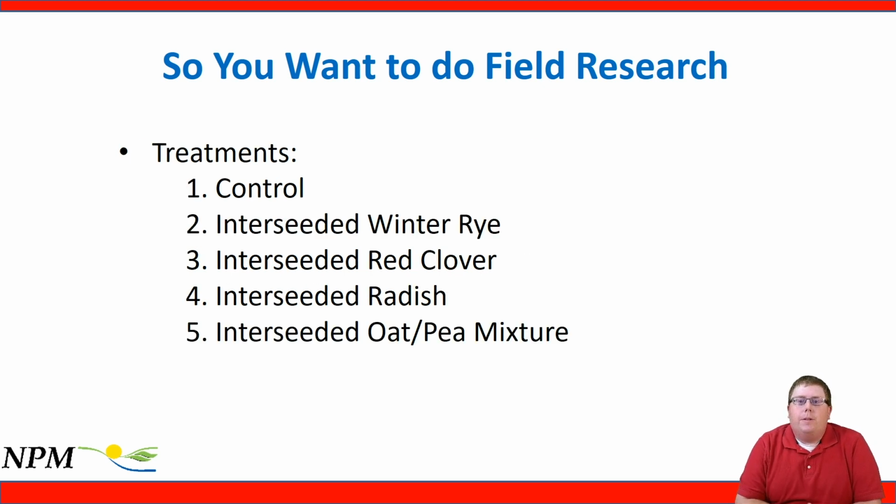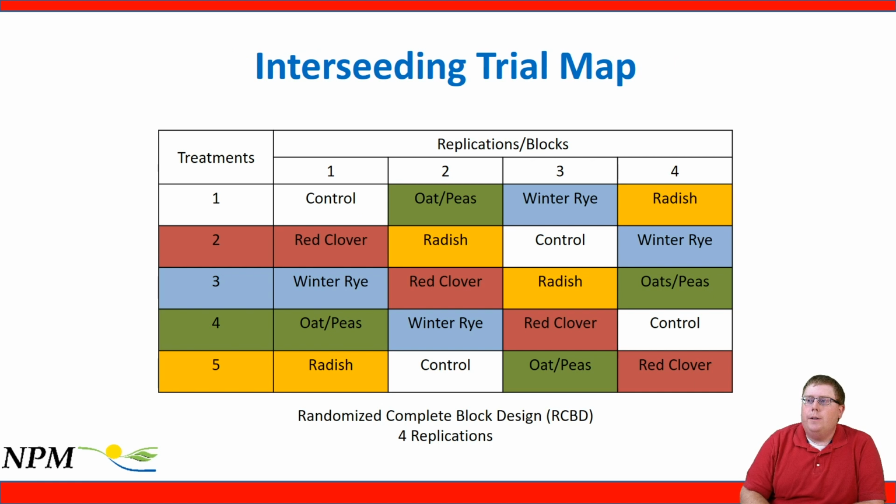I have a few treatments in my study. So I have a control treatment, so there's going to be just typical cropping practices done and no cover crops interseeded in this plot. I'm going to interseed winter rye in treatment number 2. Treatment number 3, I'm going to interseed red clover. Treatment number 4, I'm going to interseed radish. And finally, treatment number 5, I'm going to interseed oats and peas.